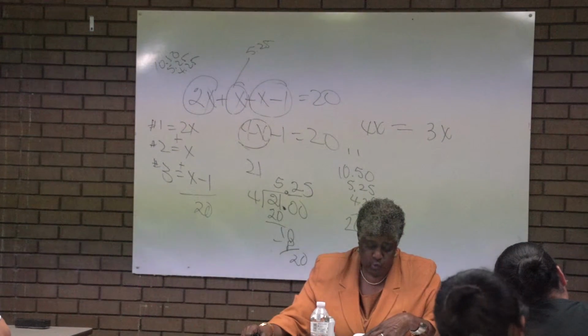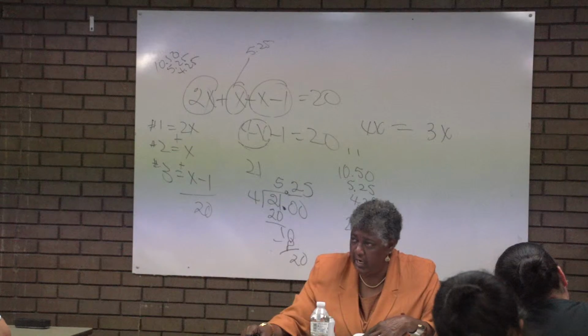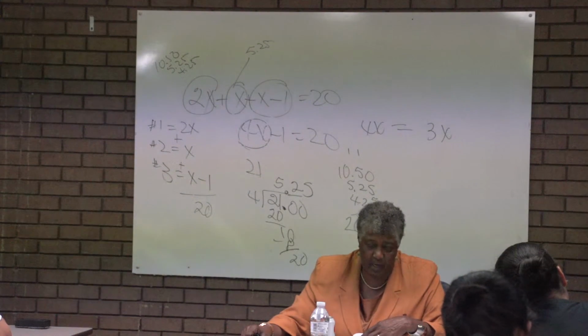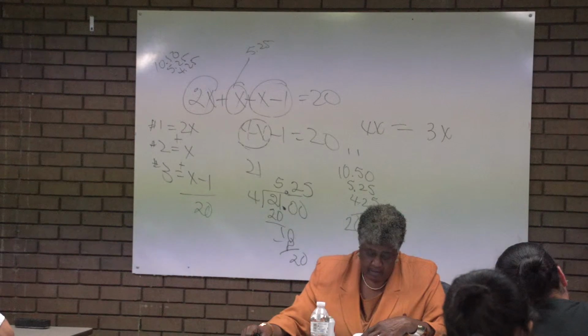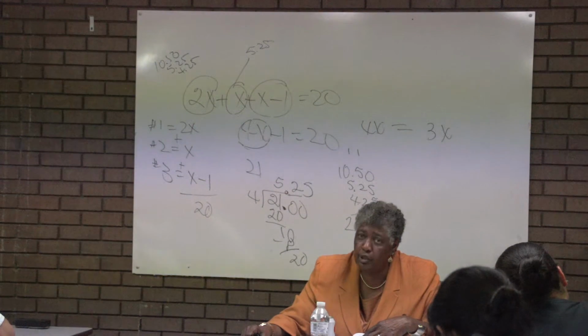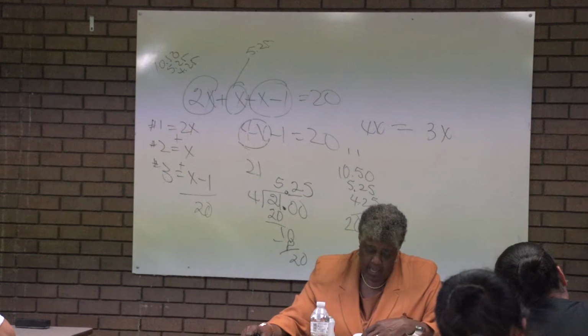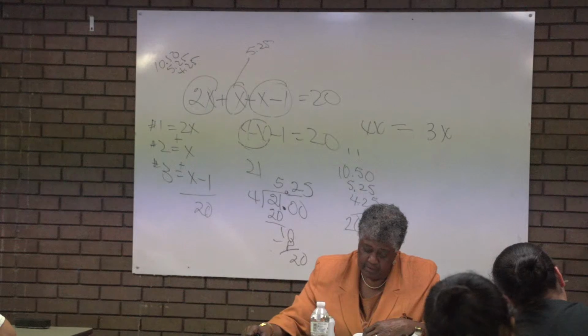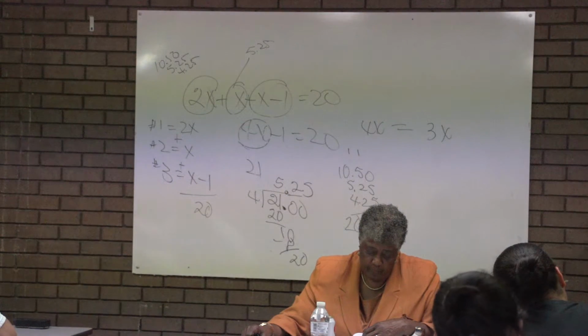Jeff worked twice as many hours as Jerry. So who's the X? Jerry's the X, so I put an X next to JR. Jeff worked twice as many, so Jeff worked what? 2X. 2X, okay? And Paul worked 6 hours more than Jeff. So what's Paul?